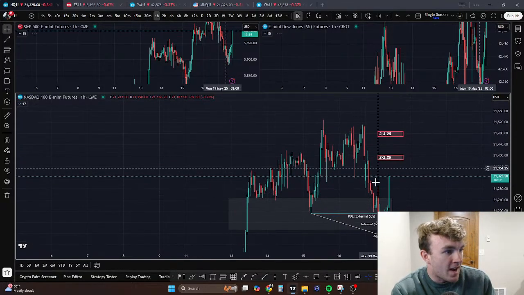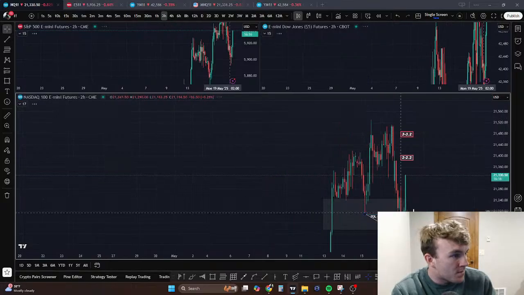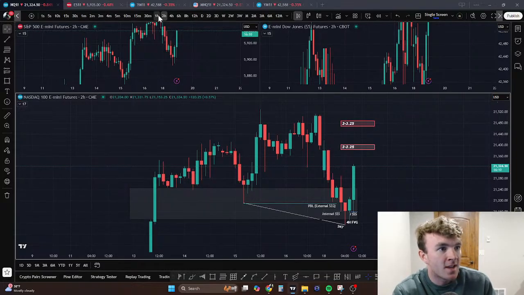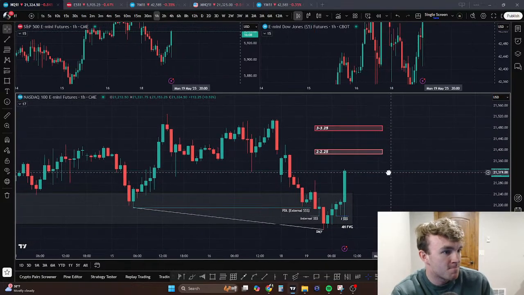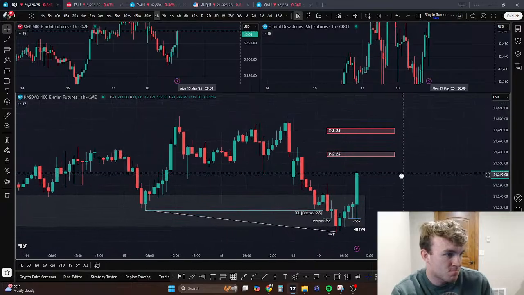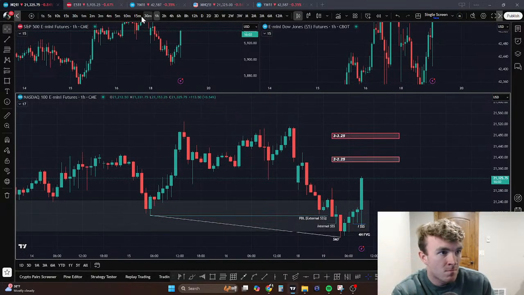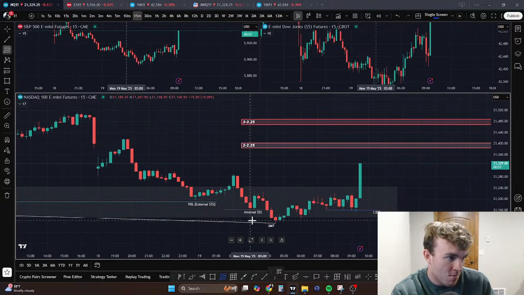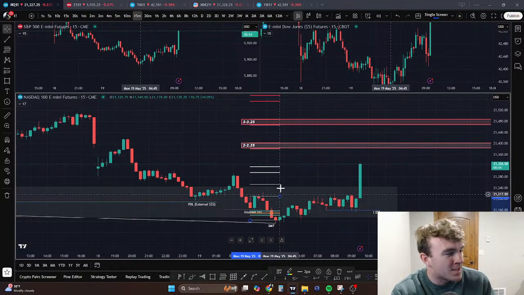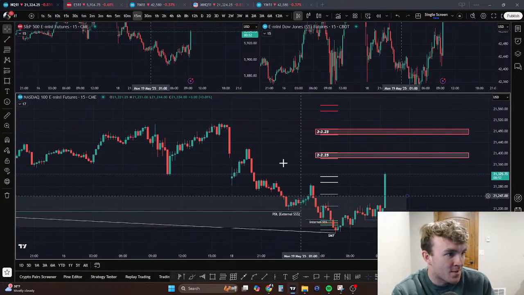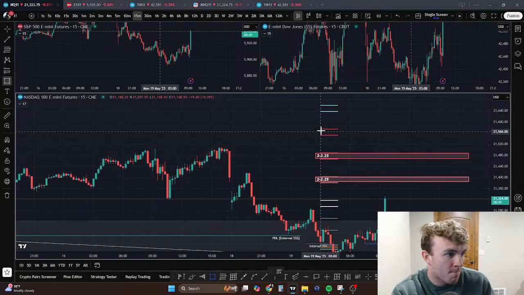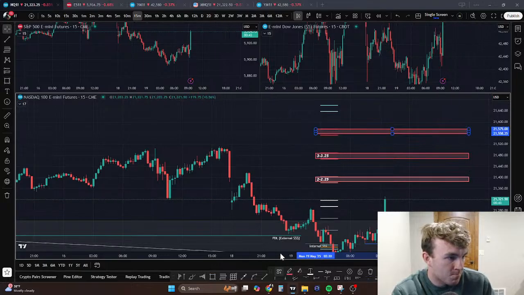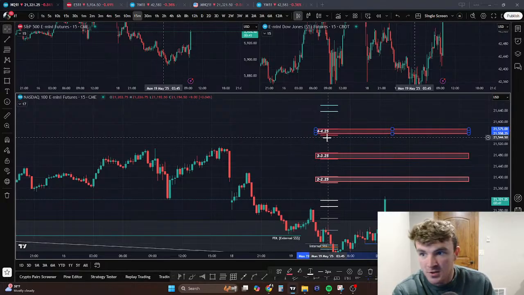That's why I have these standard deviations measured. Now, if we inverse this hourly fair value gap, I'd consider taking it 1-to-1. Or it might just be safer to try and find something on the lower time frame. So I really do think that we're distributing now.